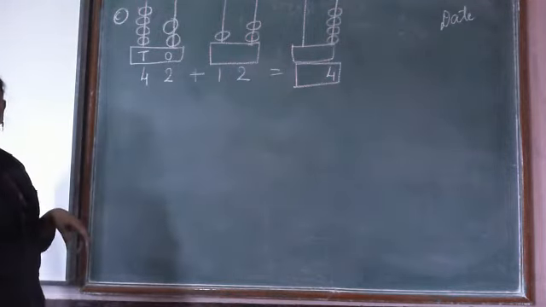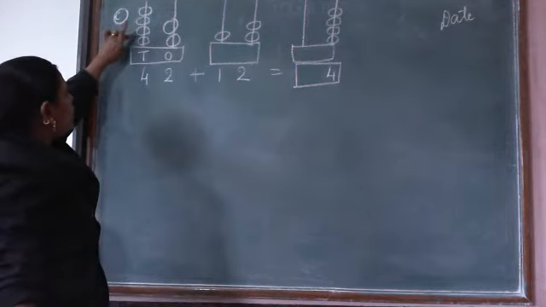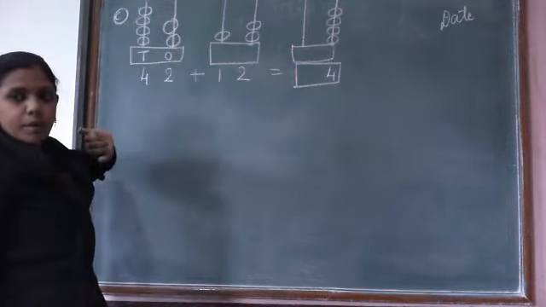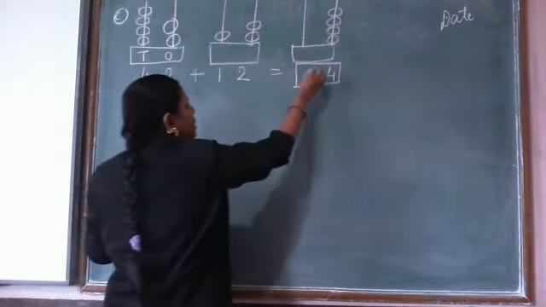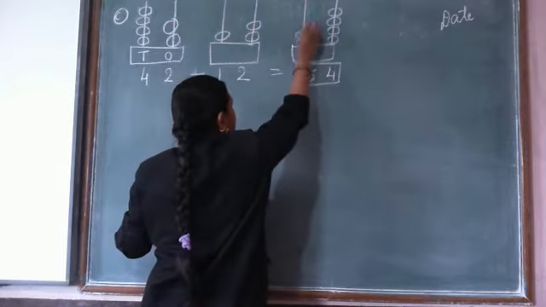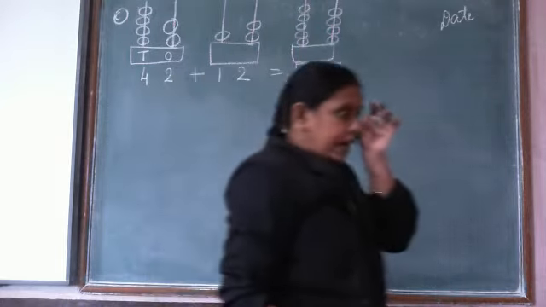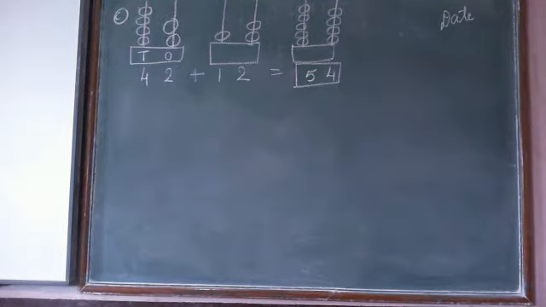Now count the number of beads at tens place. So 1, 2, 3, 4 and 5. How many beads? 5. So write here 5 and draw 5 beads. 1, 2, 3, 4, 5. Okay. Write it fast in your notebook.